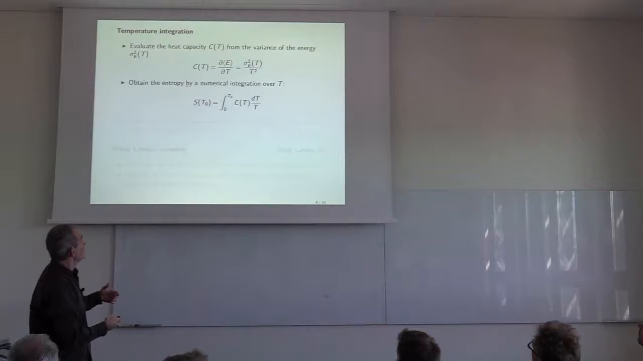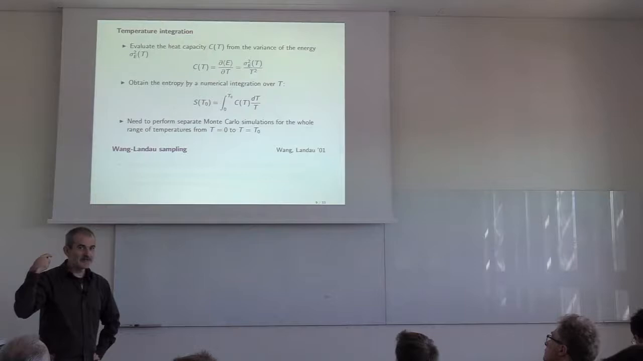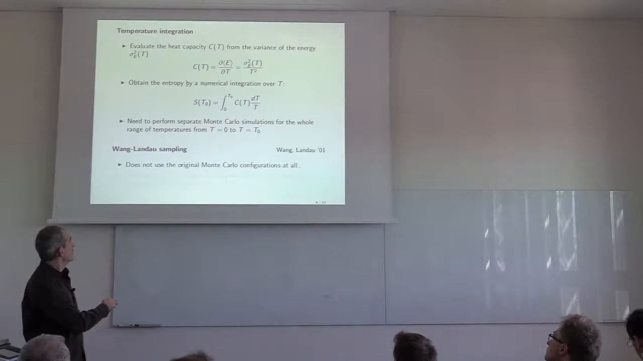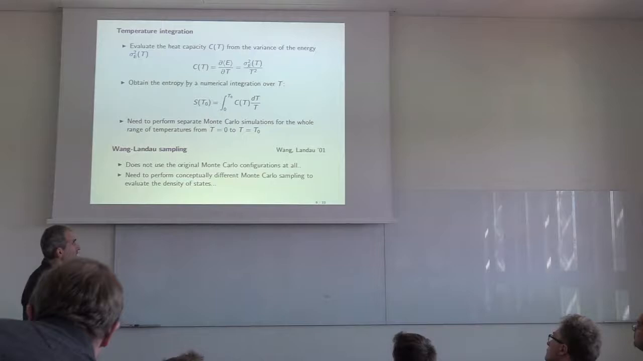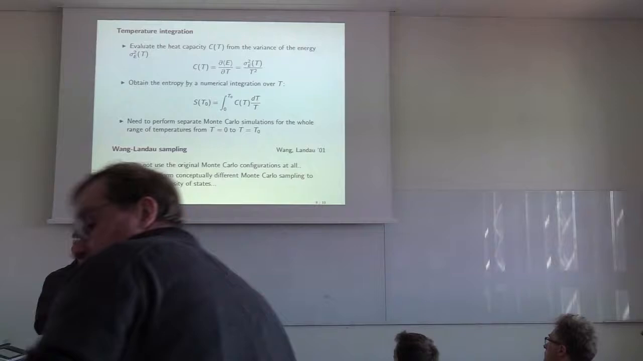Then there's another way, which is so-called Landau sampling. Well, here Landau is not Lev Landau, but another Landau, because this paper came out in 2001, which in fact does not use the original Monte Carlo configurations at all, but proposes to use a completely different kind of Monte Carlo sampling to evaluate the density of states. So this is nice, but here we don't use configurations at all, but we have to perform completely different numerical computations to obtain the density of states, and then we can compute them.